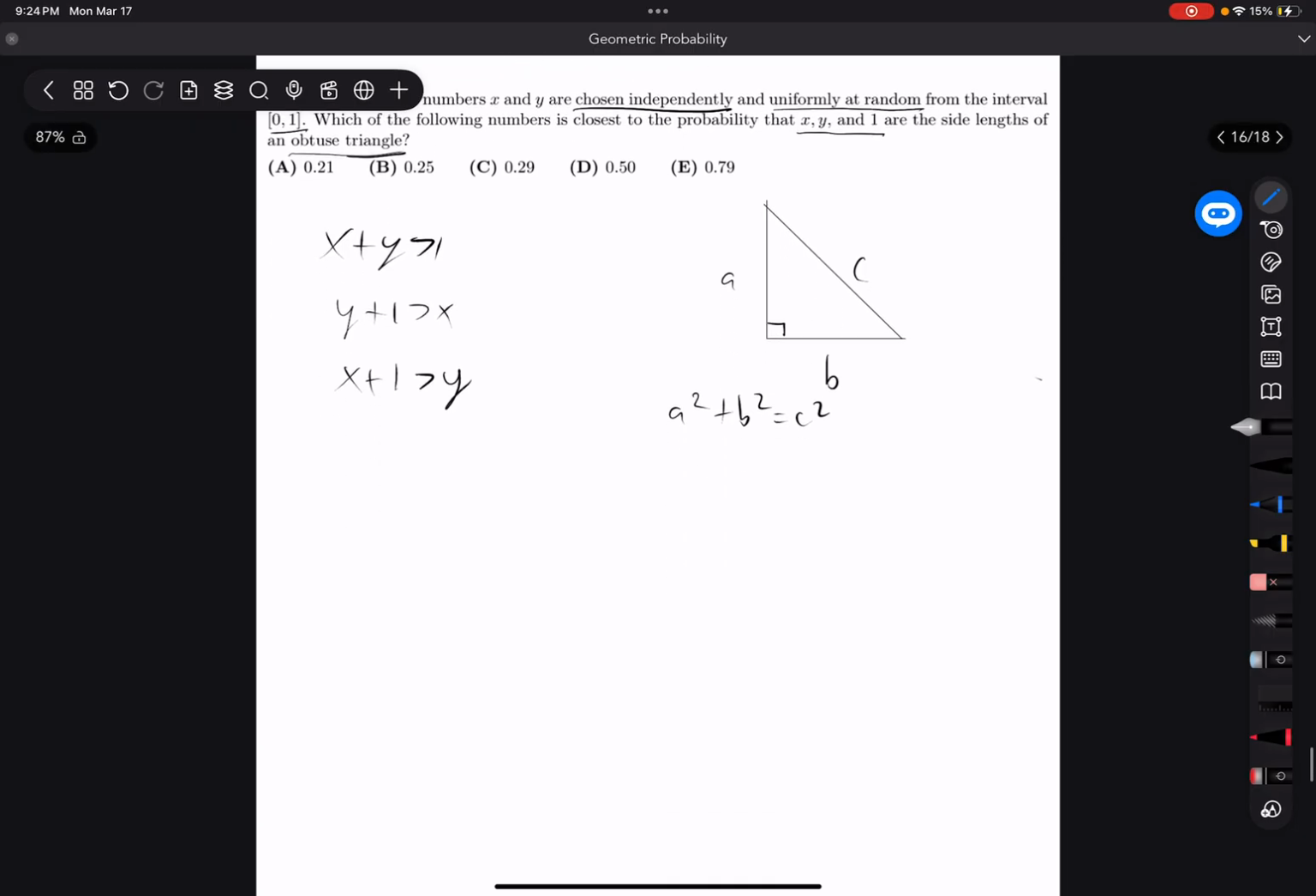Okay, so now that we know that, let's look at an obtuse triangle. Let's just draw a very basic obtuse triangle right here. This is our obtuse triangle, with this angle being greater than 90 degrees. So this angle, we'll call it A. A is greater than 90 degrees. We can see how in this triangle, if this is A and this is B, this length will actually be greater. So actually in this, A squared plus B squared is going to be less than C squared.